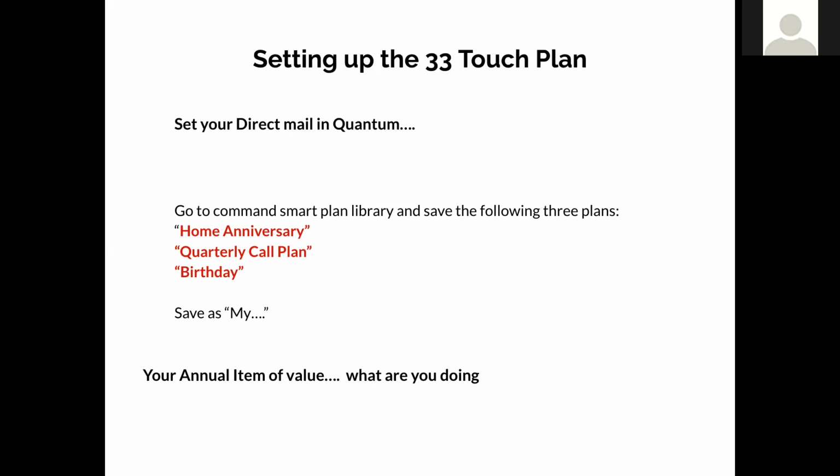So when you're done here today, you set yourself up in direct mail and Quantum, you make sure you have your smart plan libraries where they're set up and they're supposed to be, and then really all you need to think about is your item of value. And look at that, you're good to go in the 33 touch plan with all your customers and clients.